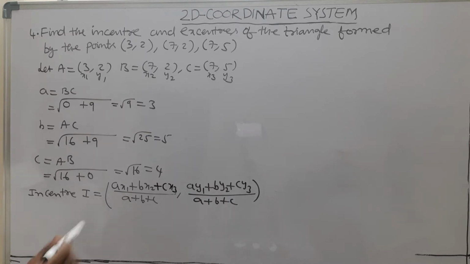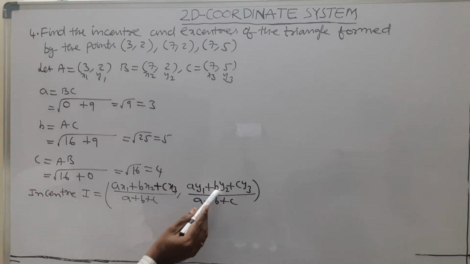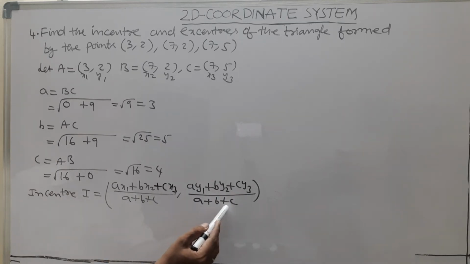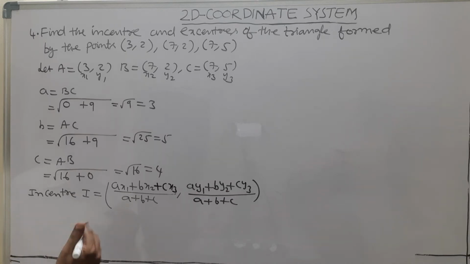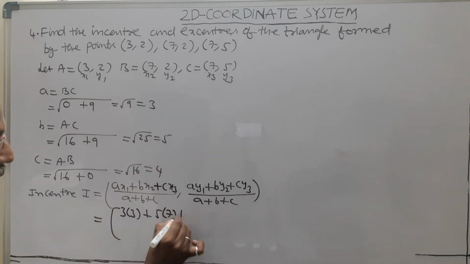In center I is equal to (ax1 plus bx2 plus cx3) by (a plus b plus c), comma (ay1 plus by2 plus cy3) by (a plus b plus c). Here apply the values. A equal to 3, x1 value 3. b equal to 5, x2 value 7. c equal to 4, x3 value 7.